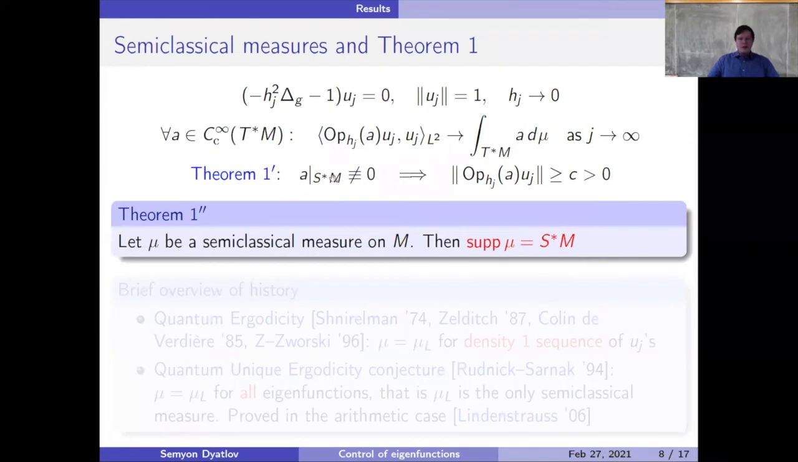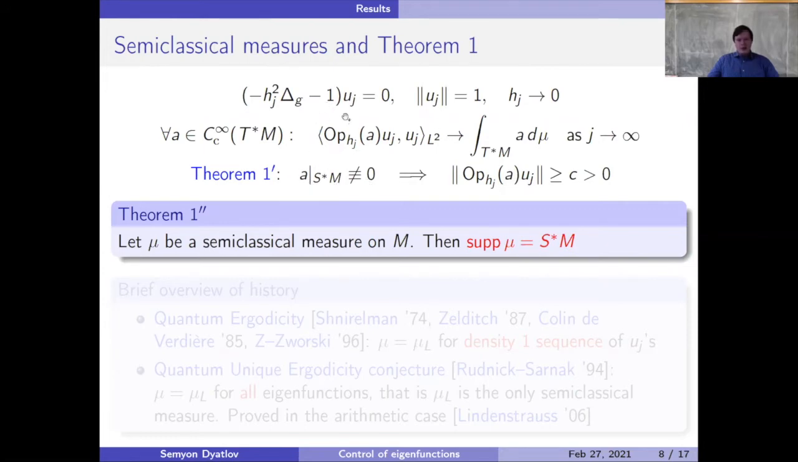All right, so what does our theorem say about semiclassical measures? So here I just reviewed what the setup was. This is our sequence of eigenfunctions. Then we assume that it converges to some measure. Again, by compactness, you can also extract a subsequence that will converge to something. And then Theorem 1 prime gives you a lower bound on the norm of the eigenfunction localized by any observable which doesn't identically vanish on S*M.